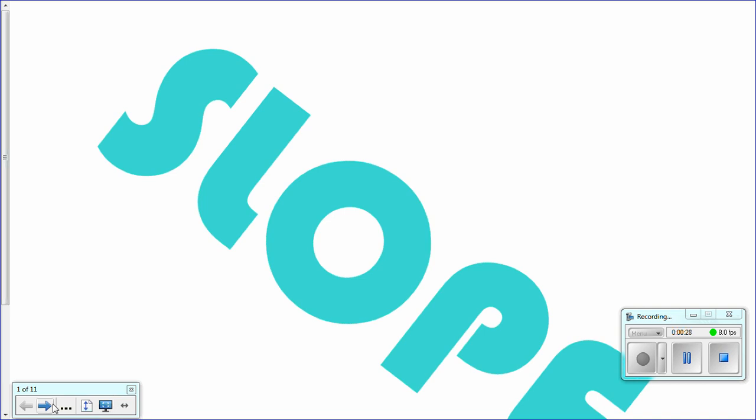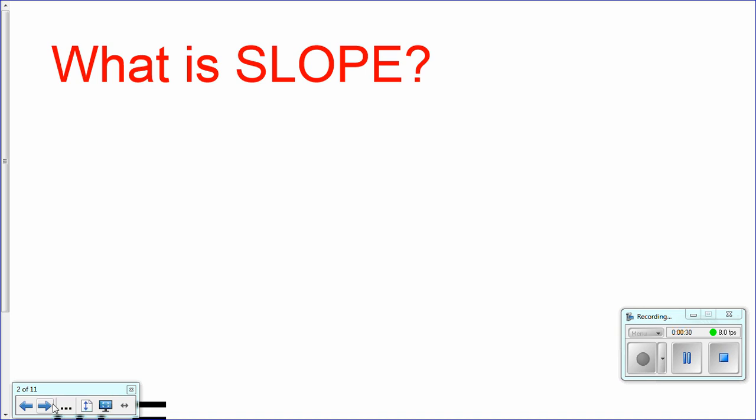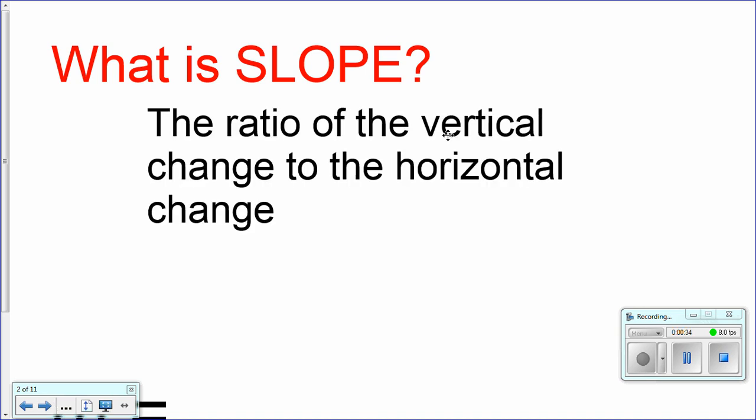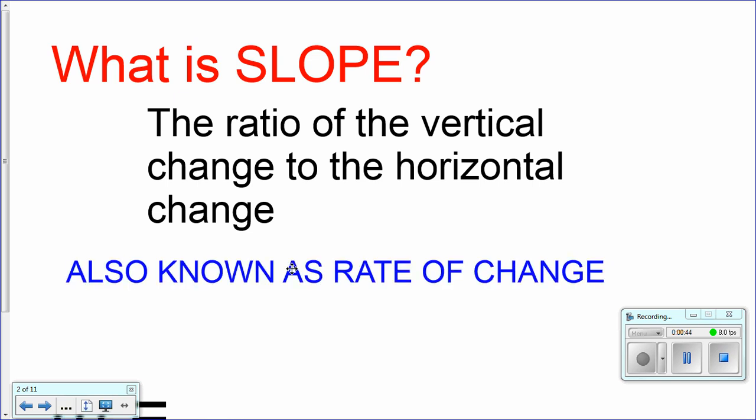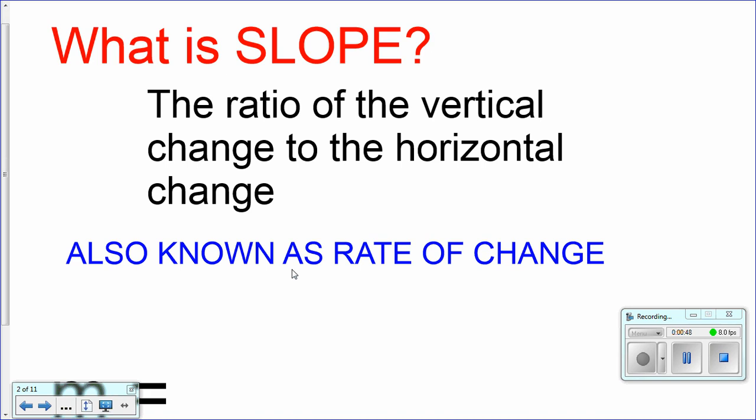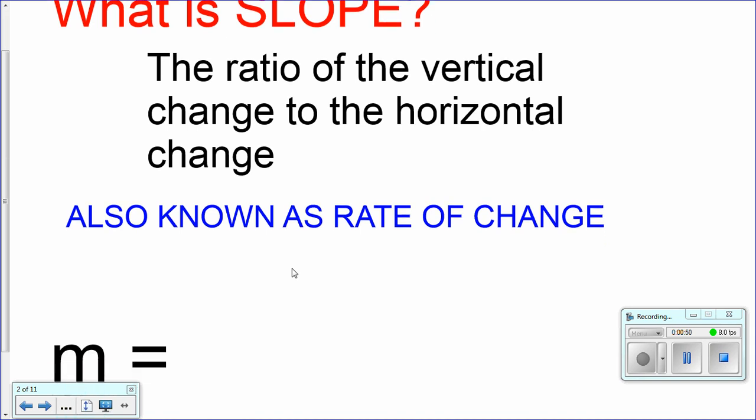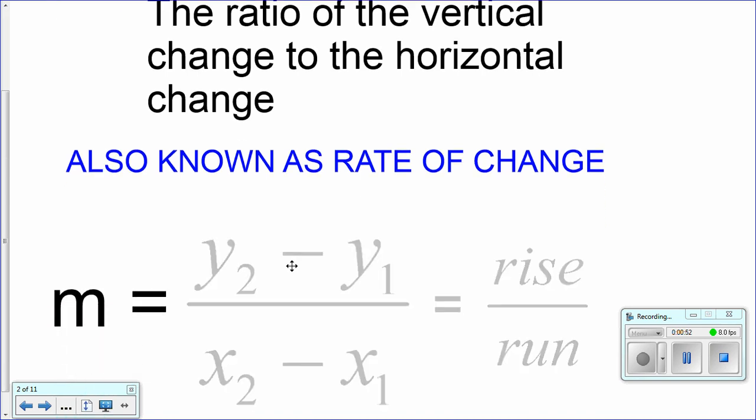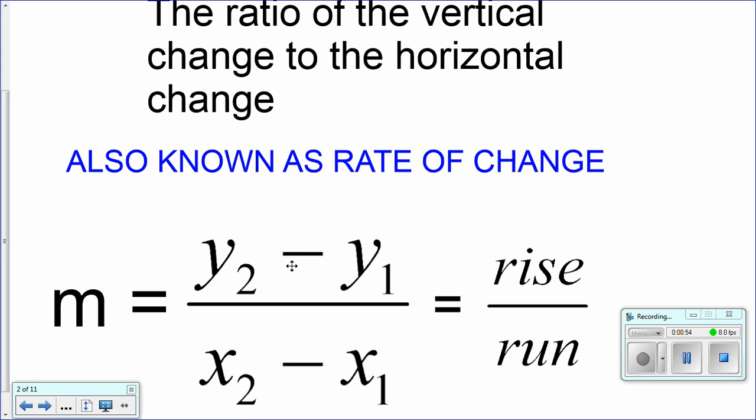So let's go ahead and get started. So first question is, what is slope? Well, slope is the ratio, meaning like fraction, of the vertical change to the horizontal change of a line, basically. It is also known as rate of change. So how much it's changing over time. So here's the formula for it.